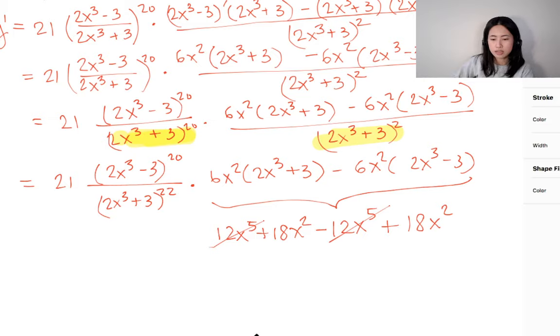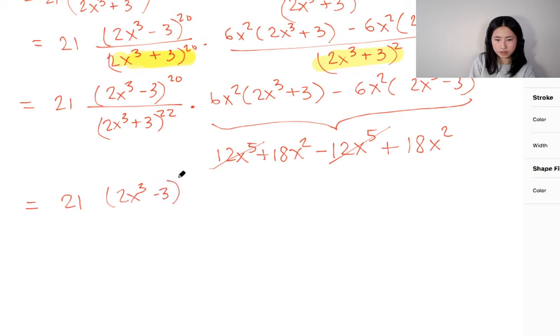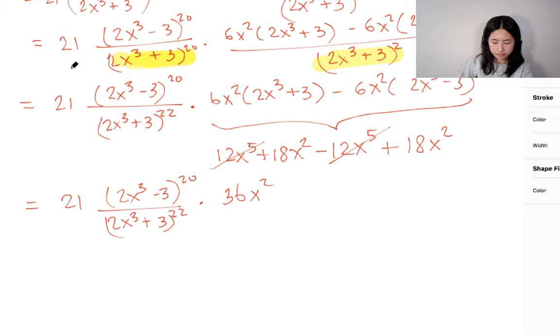So we have 21, 2x cubed minus 3 raised to the power of 20 over 2x cubed plus 3 raised to the power of 22. You multiply this to 18, well, it's 36 now, right? 36x squared. Great. So now that we have that over there, okay, so 36, yeah, all we have to do is multiply 36 and 21. So that's going to be 756, right?